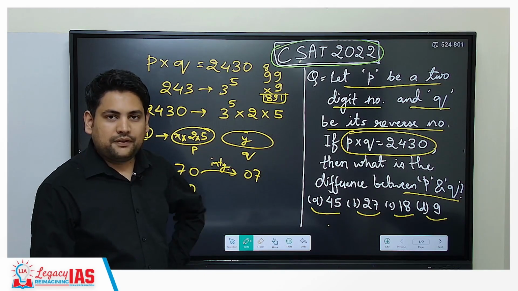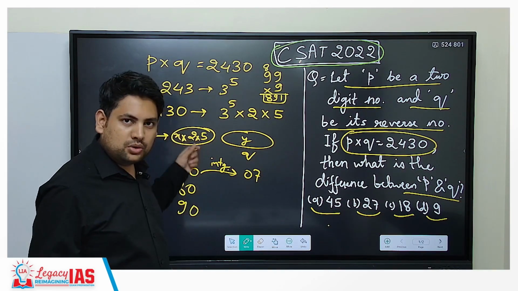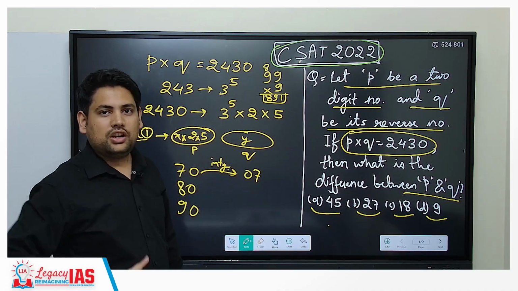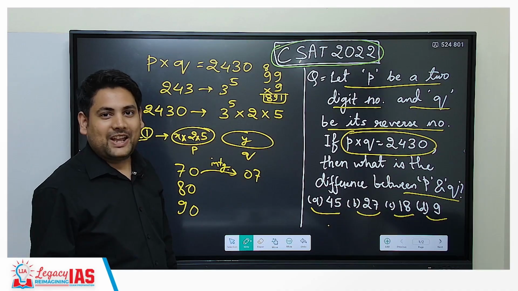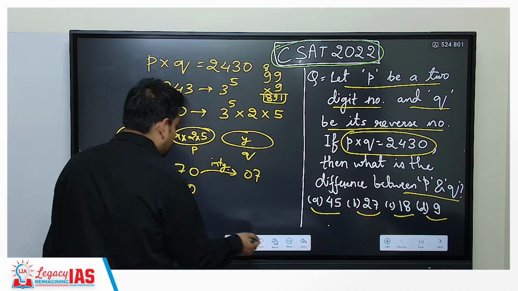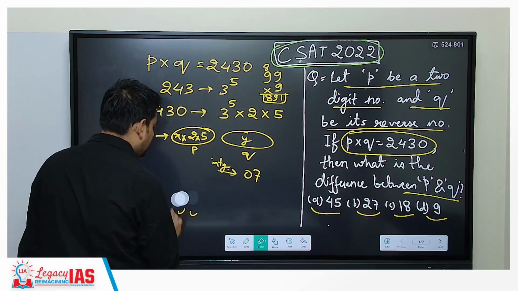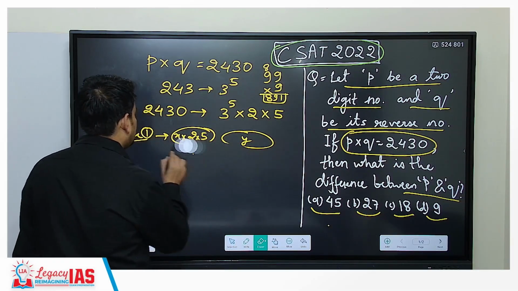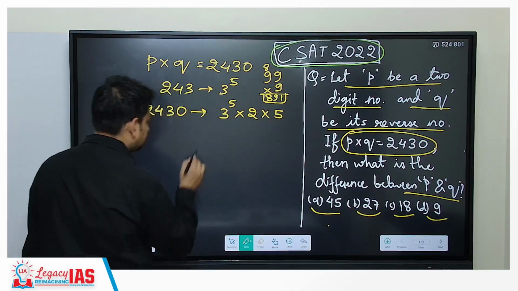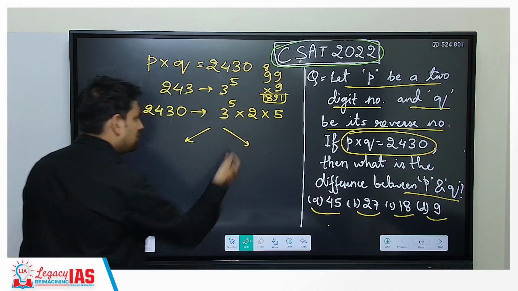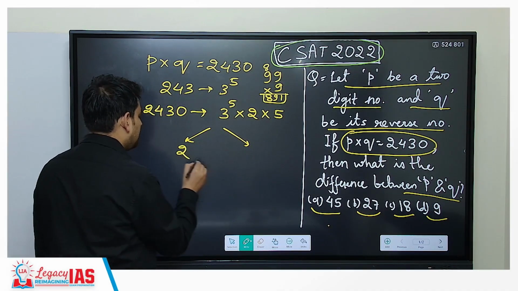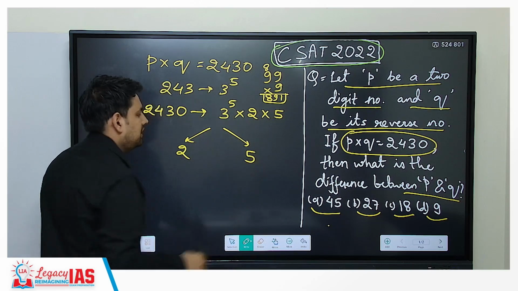Understood? So if 2 is given to P, then 5 must be given to Q, or vice versa. Understood? This was the trick by which you had to catch it, that 2 and 5 could not be together. Now it becomes much simpler. So what do you want? You want to divide this into two groups. One will have 2 in it, one will have 5 in it.